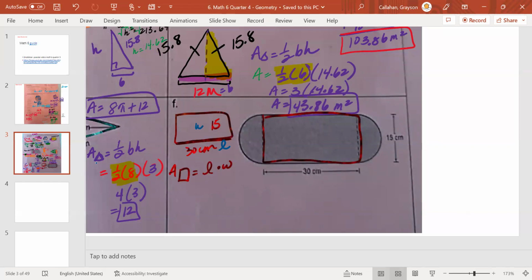Yep, which one's your width? So I'm going to do 30 times 15. 3 times 15 is 45. There's a 0. So centimeters squared. That is the area of the rectangle.